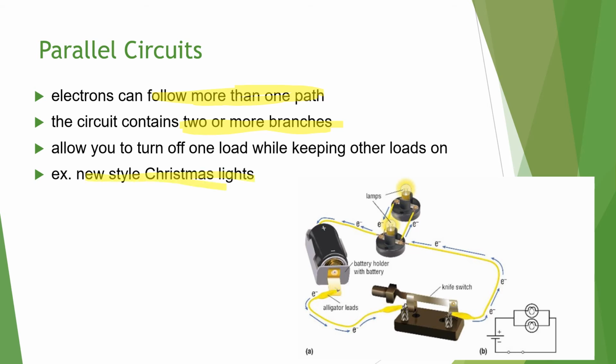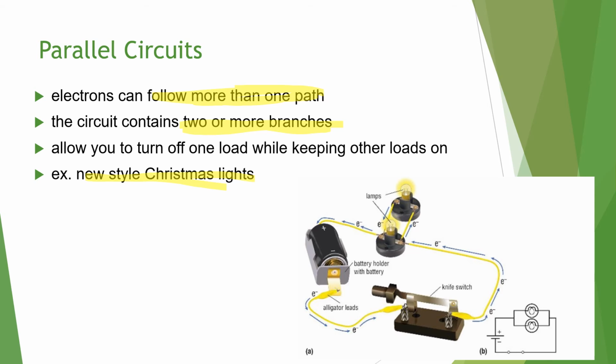An example would be new style Christmas lights. In the new style Christmas lights, they are wired where there's more than one path for the electrons to flow, or for the electricity to flow. So if there's one light bulb out, it might just be a small section of the strand of lights as opposed to the entire strand being out.